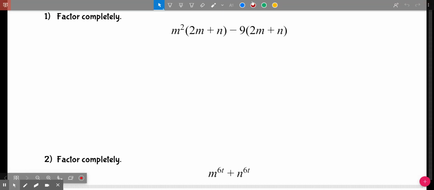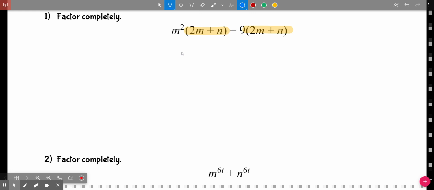For the quiz today, you're going to be factoring. So I wanted to run through some practice examples before you got started. For this first one, you're going to identify your common factor. So 2m plus n and 2m plus n.